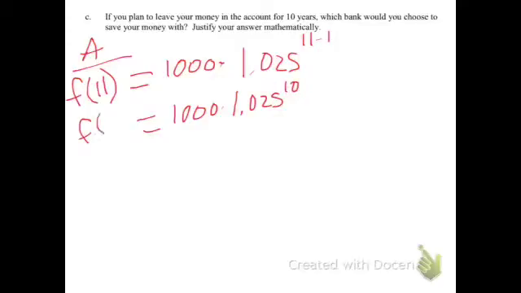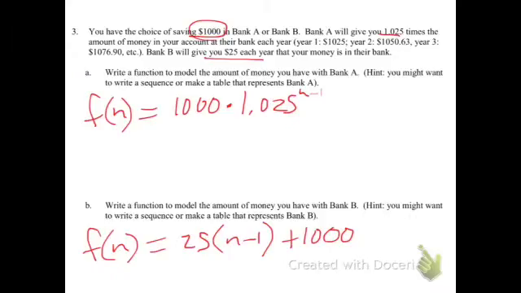Okay, and so when you calculate that, you put in your calculator 1.025 first to the 10th power, and then you have to times that by 1,000. And that gives you $1,280 and about 8 cents. So that's some pretty good money. 10 years gives you $280. Actually, that's not very good at all, as far as comparison to investments and stuff.